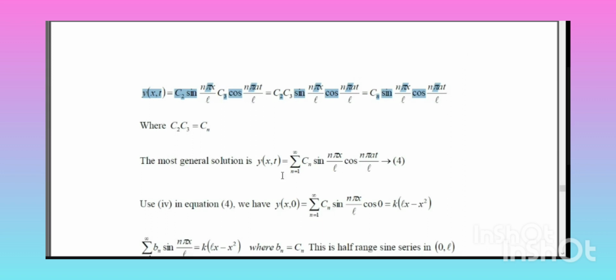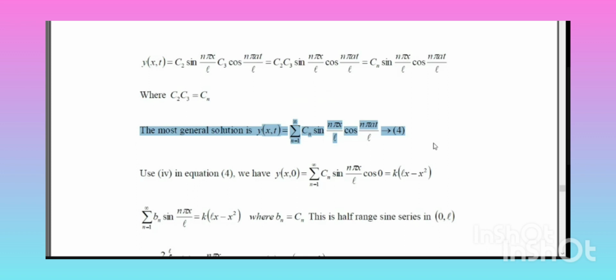Therefore, the most general solution is y of x comma t is equal to summation n equal to 1 to infinity Cn sin n pi x by L cos n pi at by L. Take this as equation number 4. Now apply condition number 4 in equation number 4. What is condition number 4? Y of x comma 0 is equal to k into Lx minus x square. That is condition number 4.